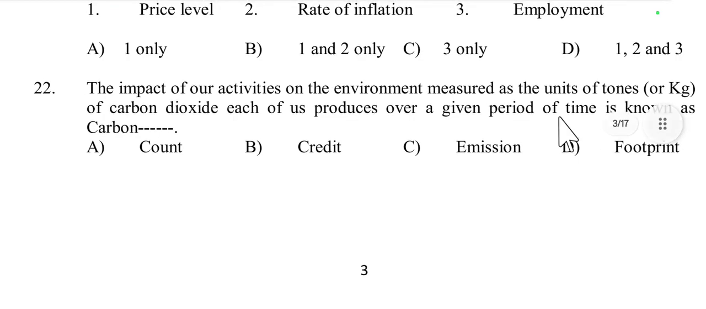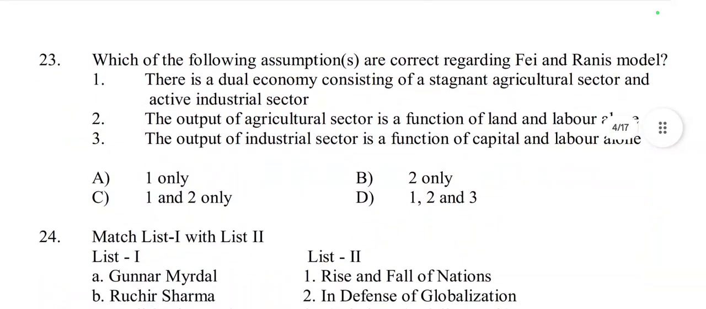Then question number 22. The impact of our activities on the environment, measured as the units of tons, or we can say kg, of carbon dioxide each of us produces over a given period of time, is known as carbon count, carbon credit, carbon emission, or carbon footprint. So it is called carbon footprint. It means how much carbon dioxide we produce in our whole lifetime. It is measured in units of tons or kg of carbon dioxide. So it is known as carbon footprint. Then next question.